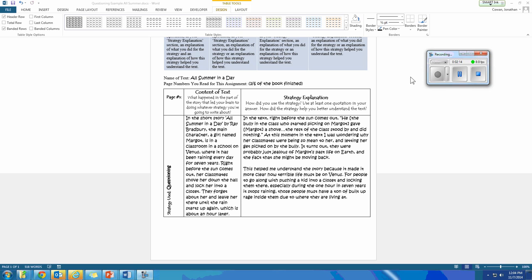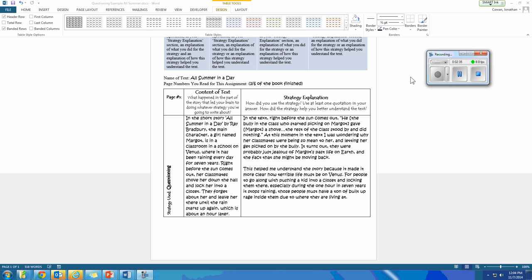Right before the sun comes out, her classmates shove her down the hall and lock her into a closet. They forget about her and leave her there until the rain starts up again, which is about an hour later. So the strategy explanation, I need to talk about how did my brain come up with questions. I got to include a piece of text evidence where that question occurred. And then I got to write about how did that help me understand the text.